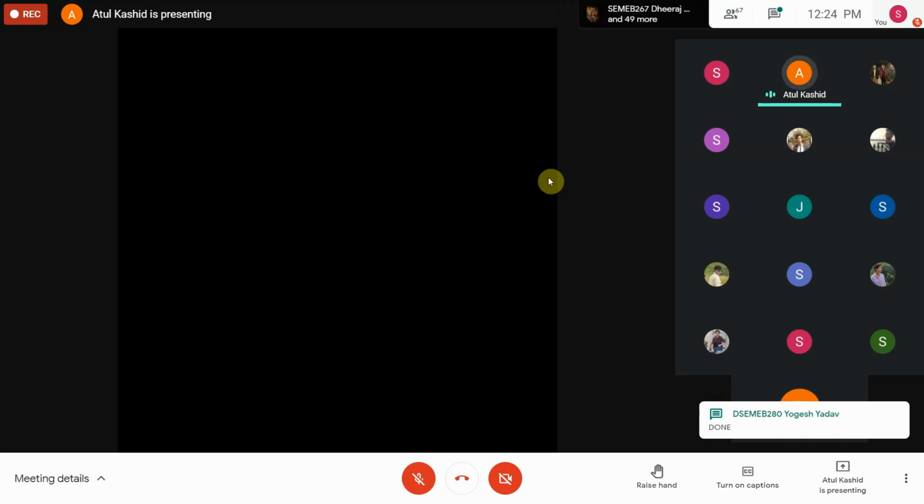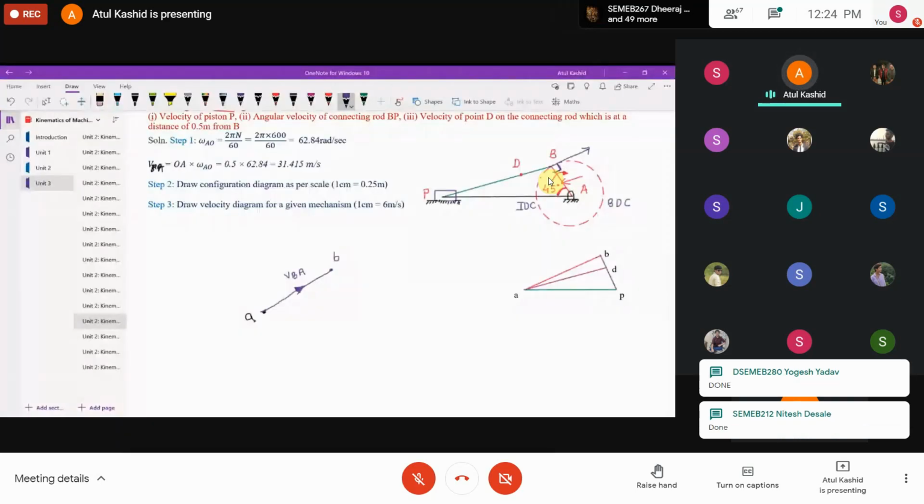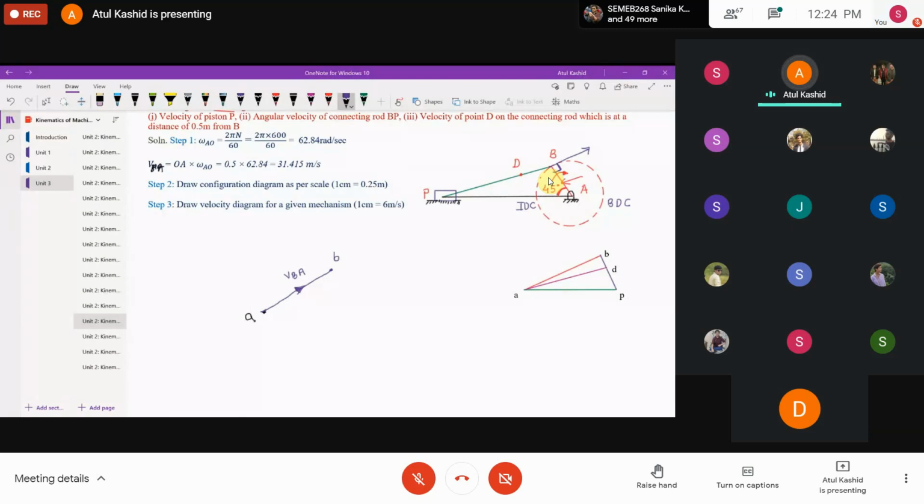Okay. So now next thing. Now we have finished with the input link. For the input link, we have defined it by vector AB, whose magnitude as well as direction is known. But for the other links, like the piston and the link BP, we know the direction, but the magnitude is unknown. So that is the problem.